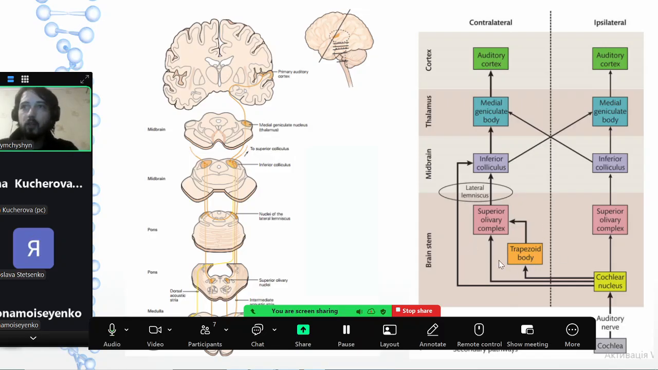Gets to the trapezoid body, then to the superior olivary complex. I guess we have seen that. Then it goes in the midbrain, it goes to the inferior colliculus. So there are these sort of four colliculi, and information gets here. Then from here, part of the information goes to the medial geniculate body in each side of the brain, and some part goes contralateral to the other side of the brain. And then they go to the auditory cortex.